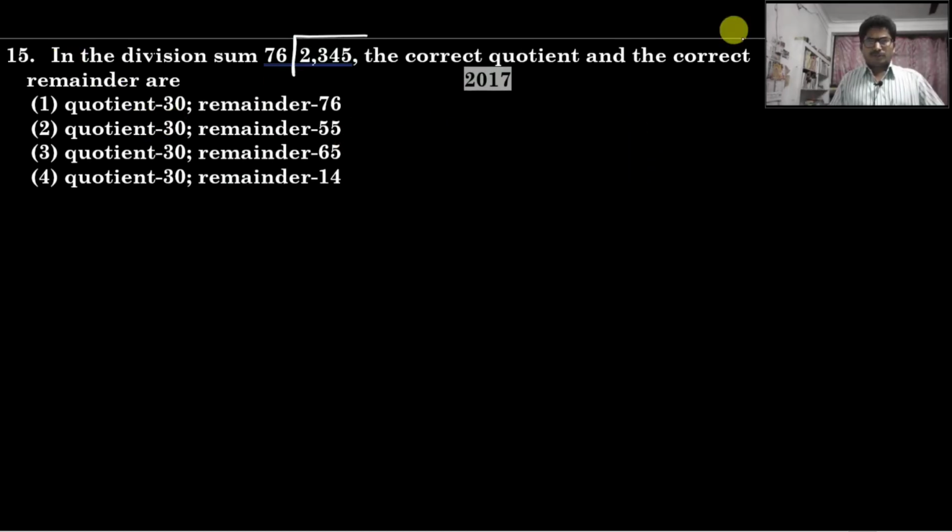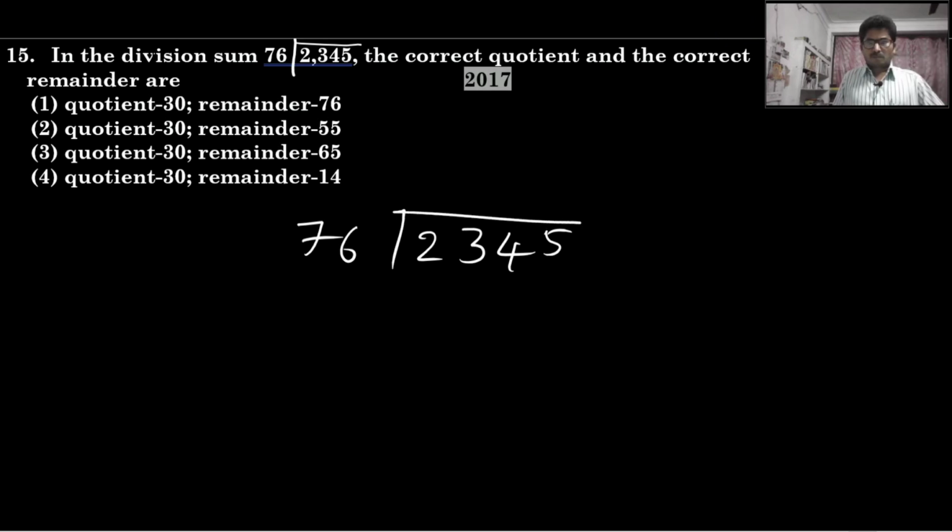So this is the question. This is the correct question. 70, we have to divide with 76. 2,345 divided by 76. 76 threes are, 3 sixes are 18, 3 sevens are 21, 22.